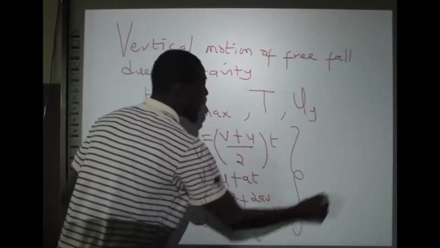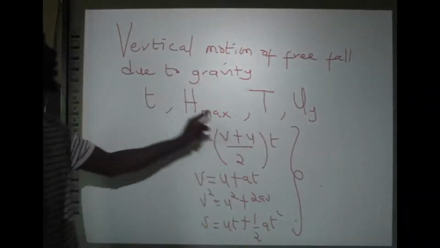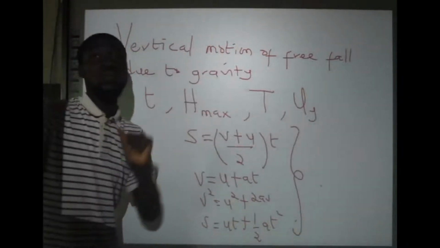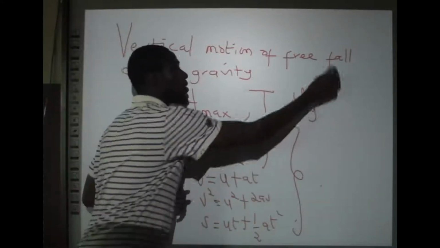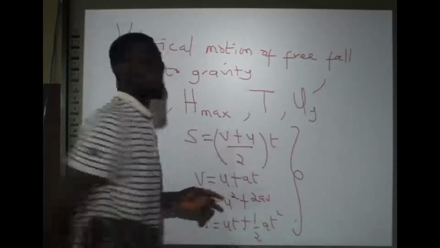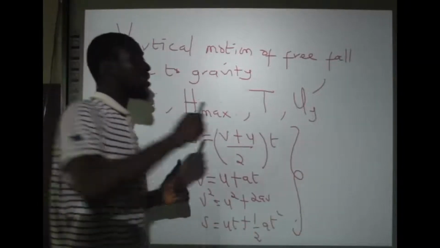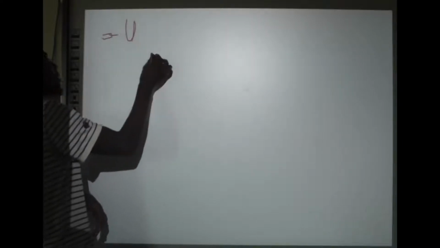So that means we are going to relate all these 4 equations of motion to all these parameters that we just mentioned. We are going to start with this, which is Uy, which is what we call the vertical velocity. So our Uy, the first parameter.